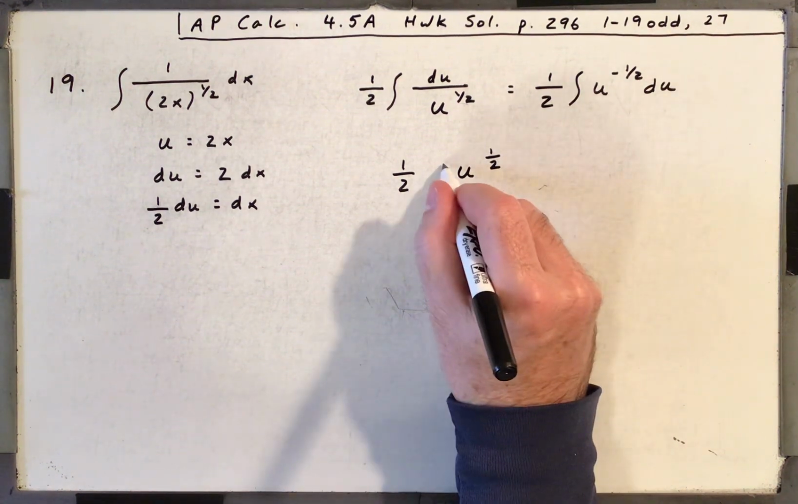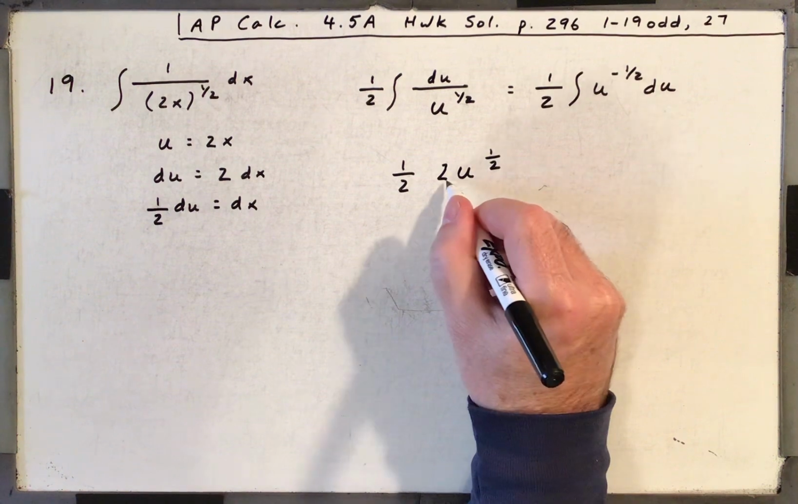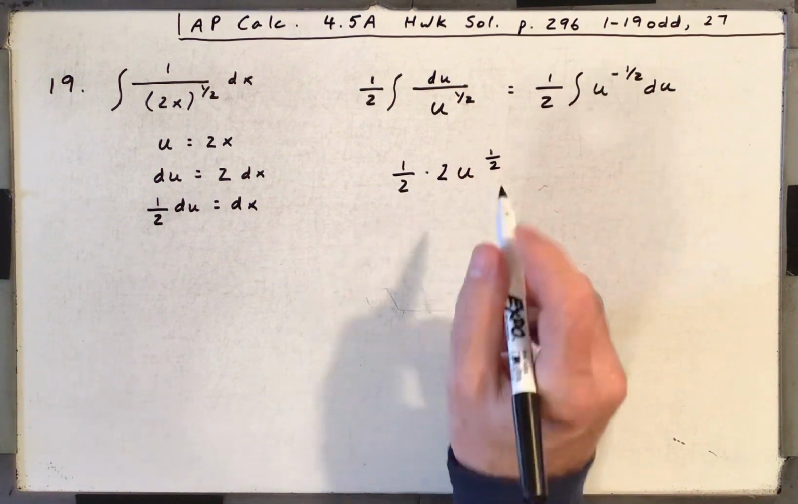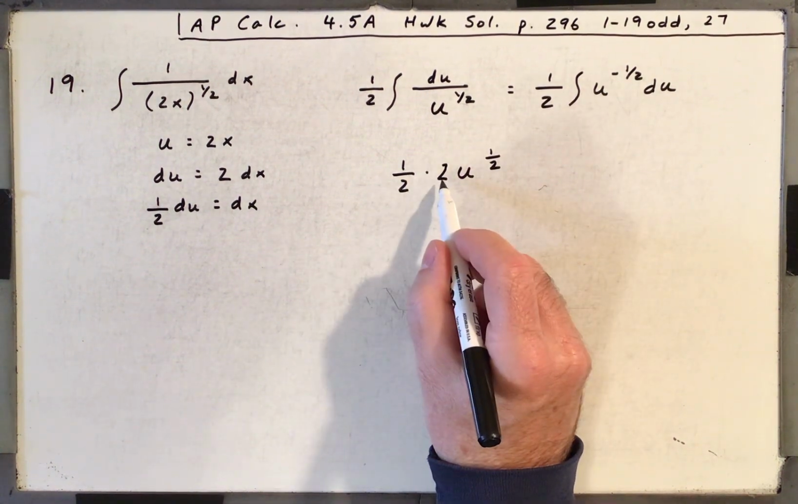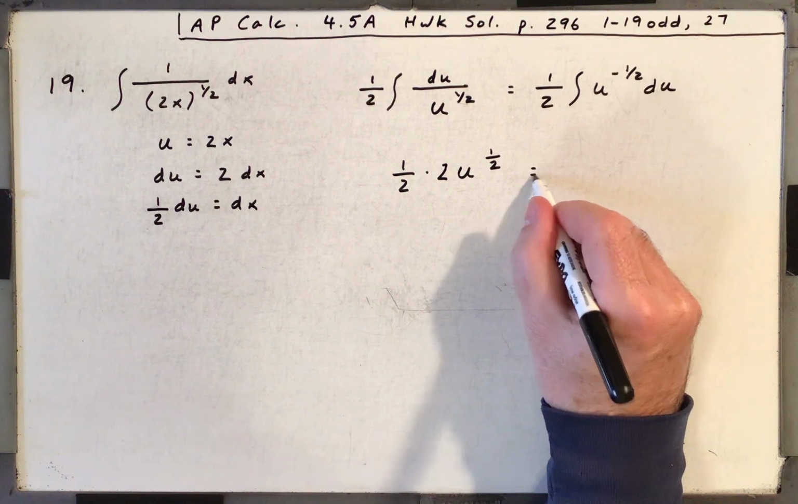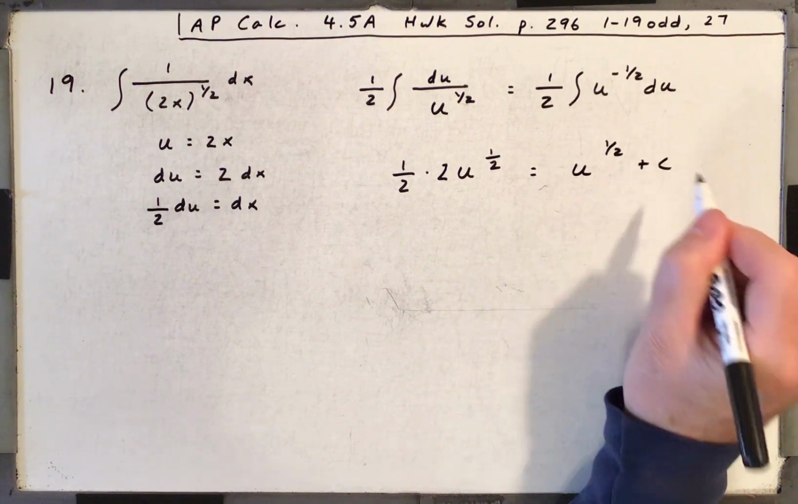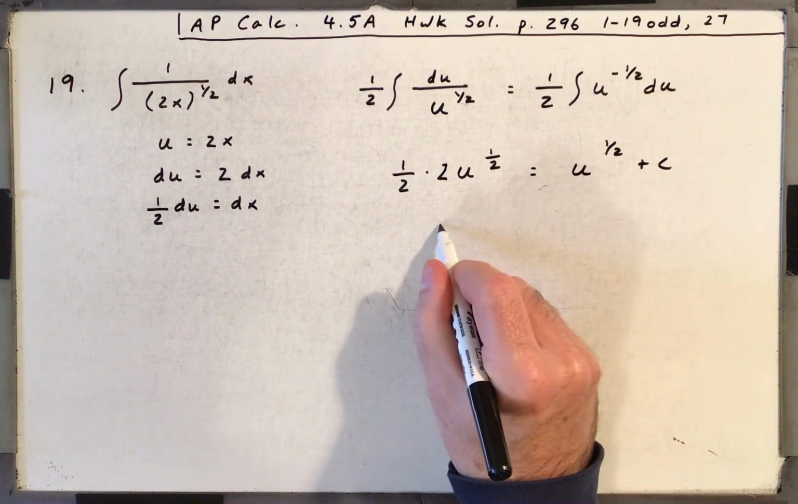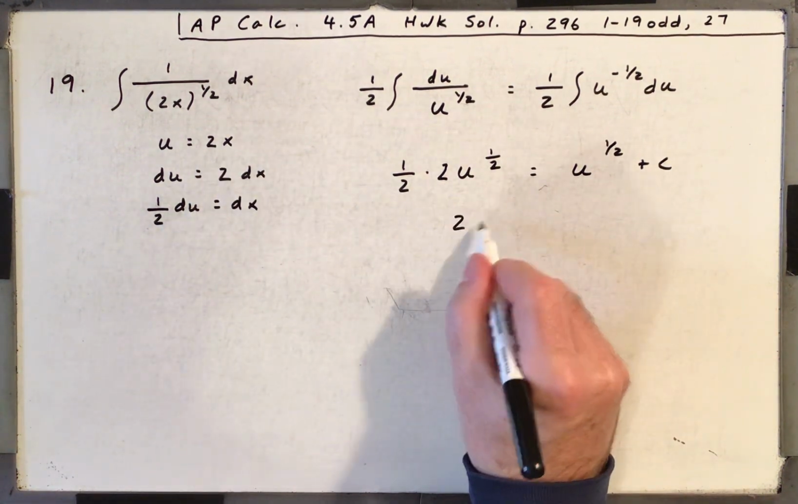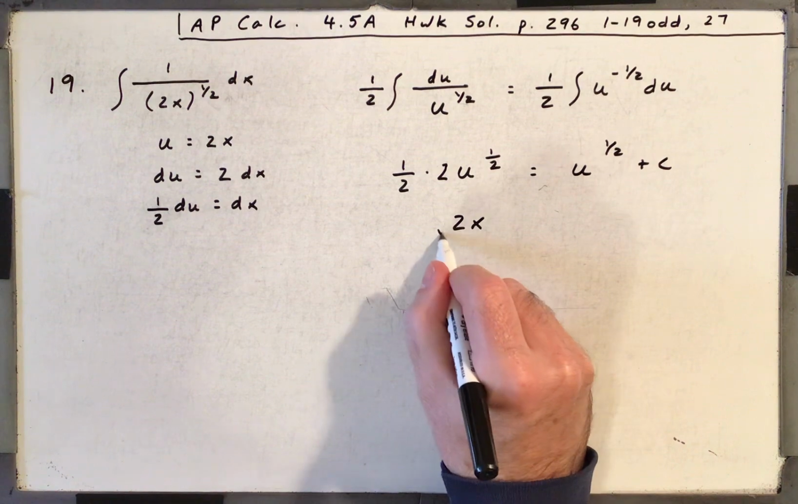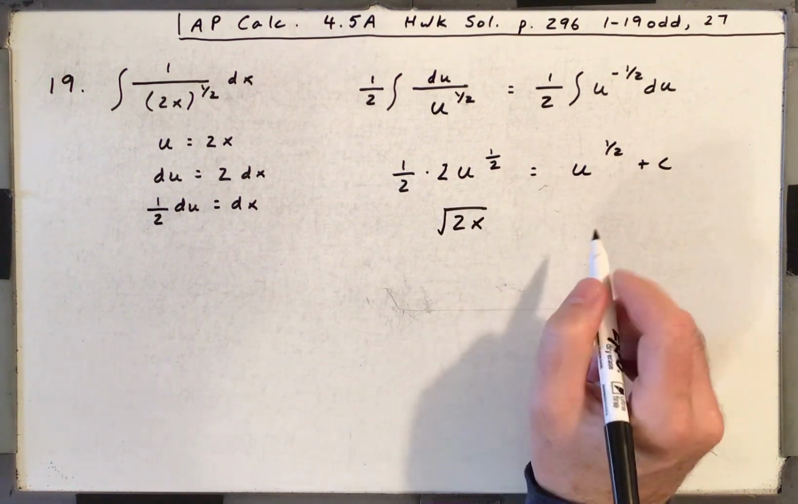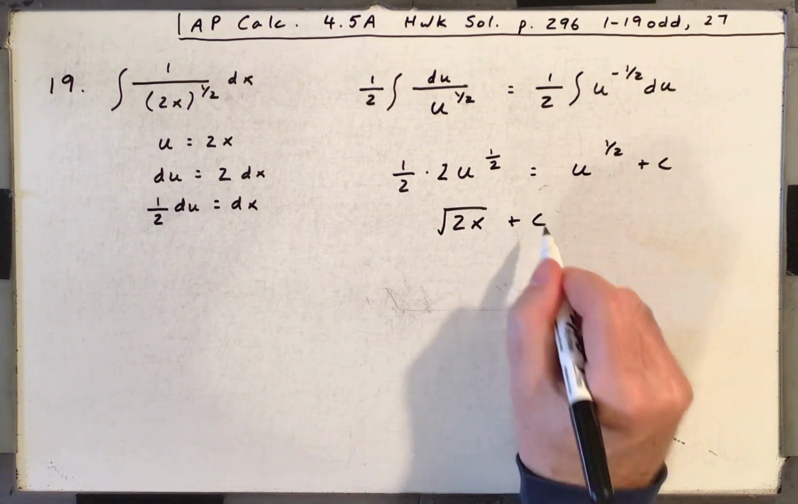All right, but I would need a 2 out front. 1/2 times 2 is 1, then u to the minus 1/2. So that 1/2 and that 2 cancels, and you're just going to get u to the 1/2 plus c. So let's plug the u back in. That's 2x. And I'm going to write it like that, root 2x plus c.